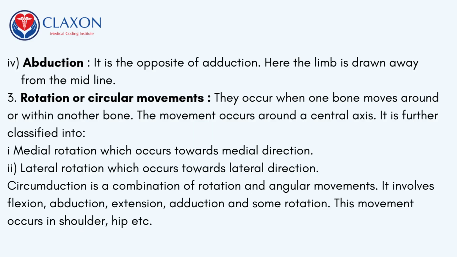It is further classified into 1. Medial rotation, which occurs towards medial direction. 2. Lateral rotation, which occurs towards lateral direction. Circumduction is a combination of rotation and angular movements. It involves flexion, abduction, extension, adduction, and some rotation. This movement occurs in shoulder, hip, etc.